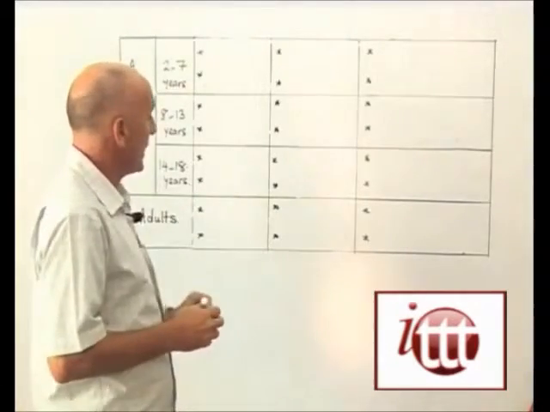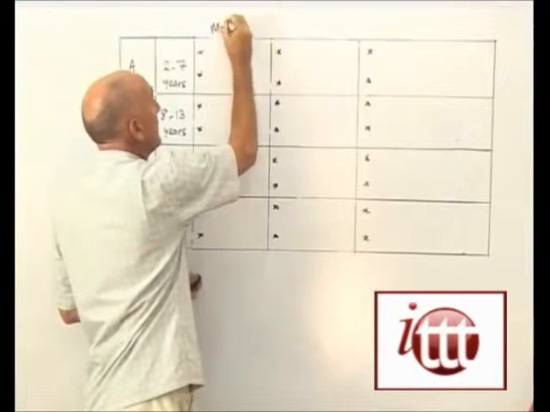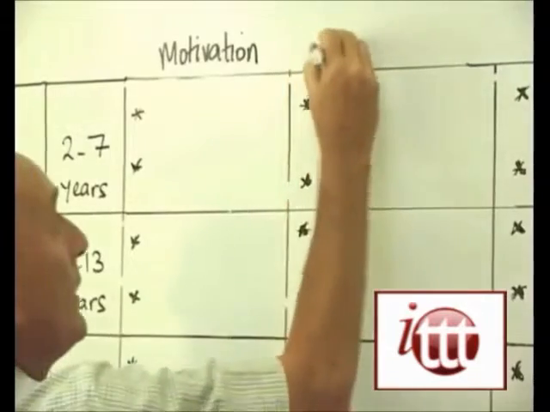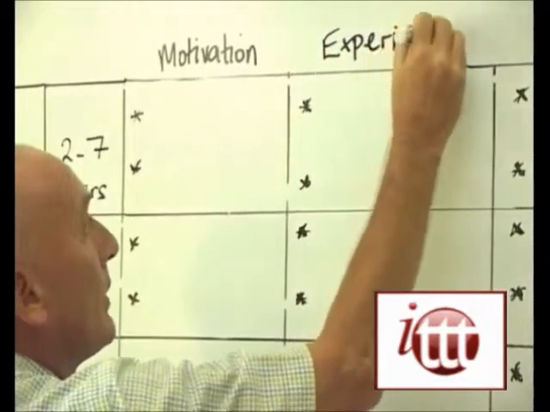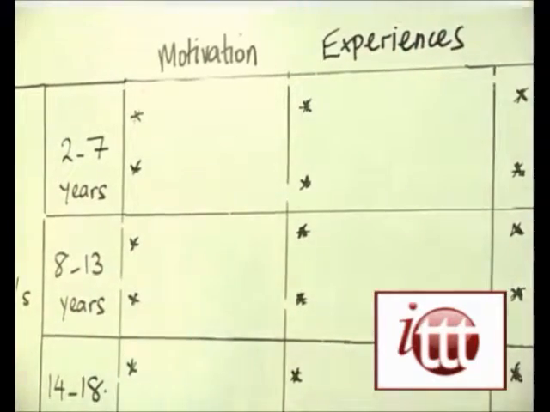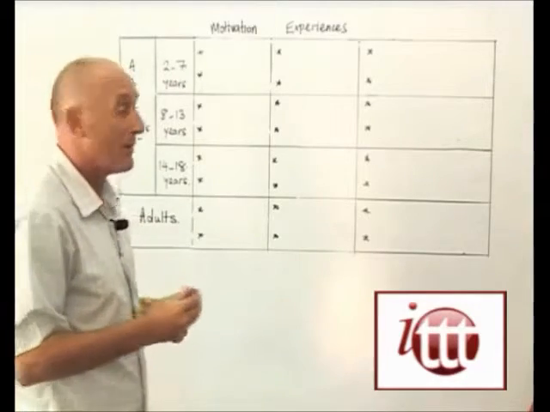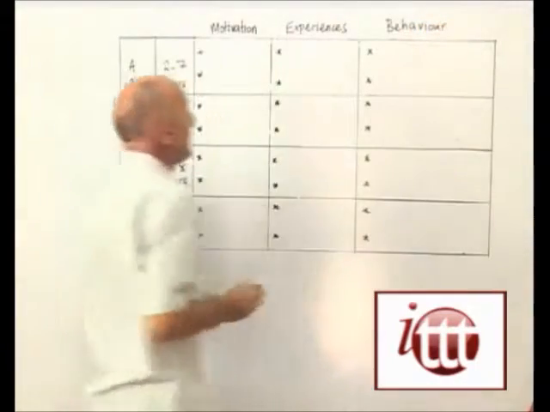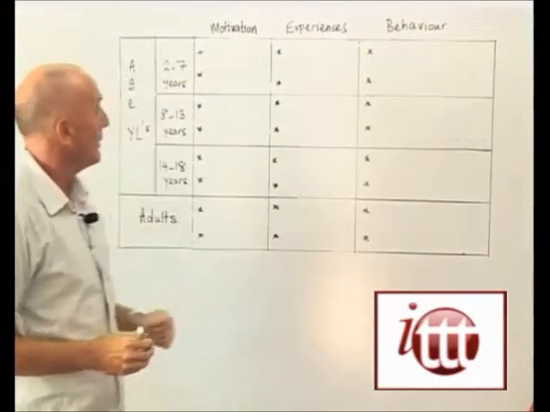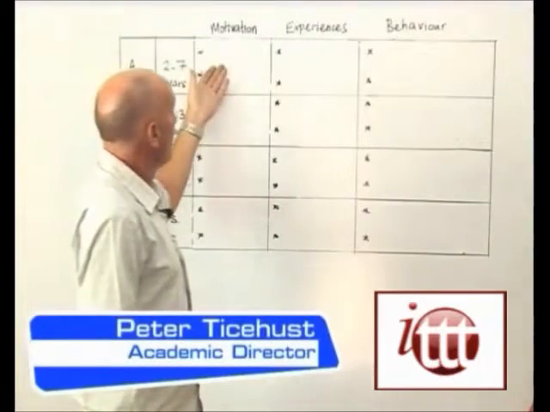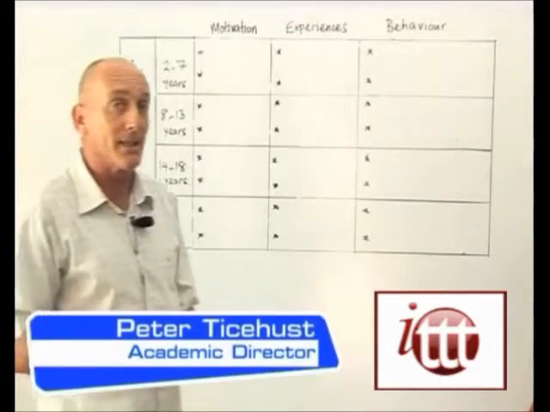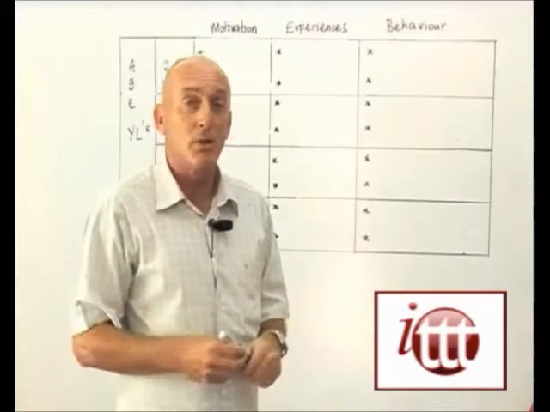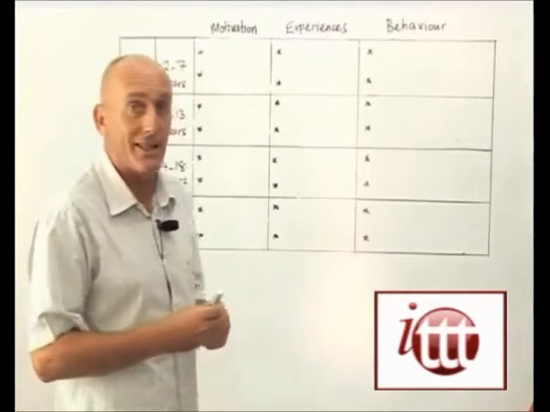Within each of those age groups then, what are the different motivations that these students bring to the classroom? What different experiences do they bring to the classroom, and what types of behavioural differences are there? We'll try to give 2 examples for each of these. If we run through the 2 to 7 years for each of those 3 factors, thinking about motivation, well, in terms of motivation, the 2 to 7-year-olds, one of the main motivators for them while at school is to actually please their teachers.